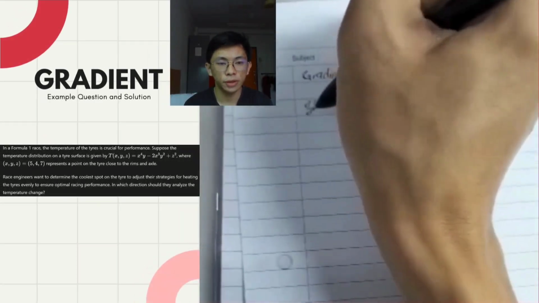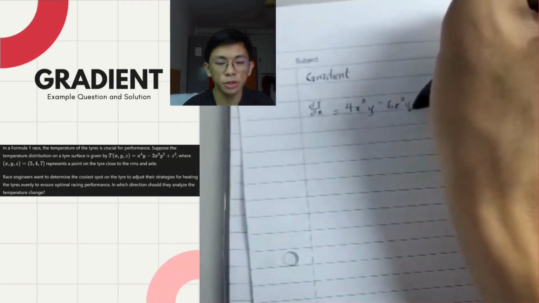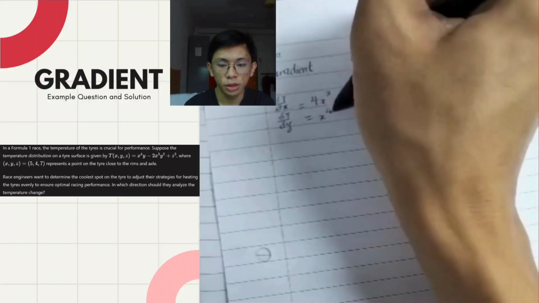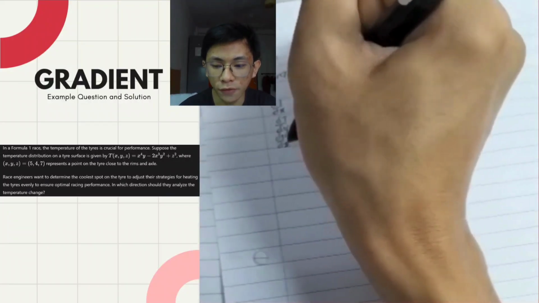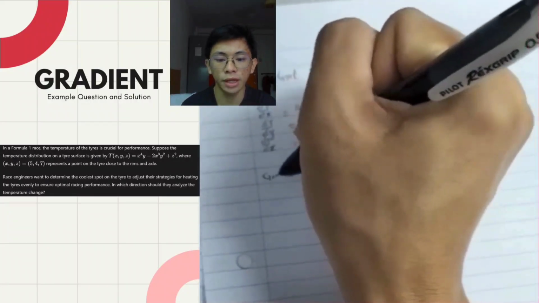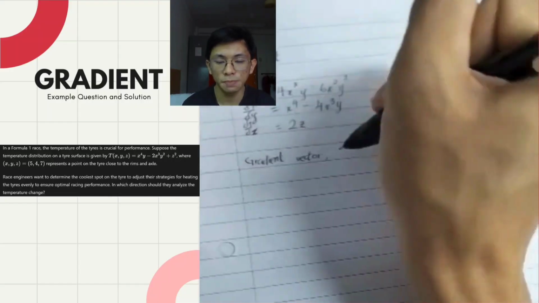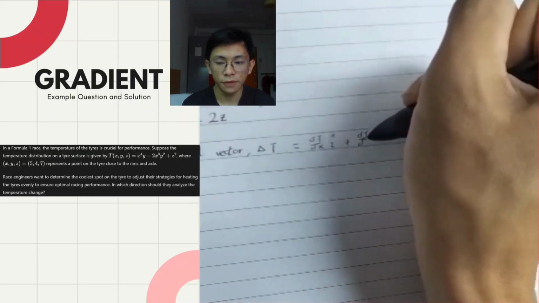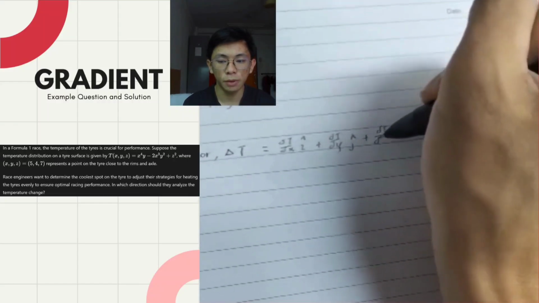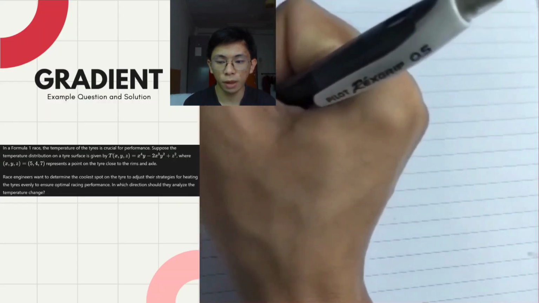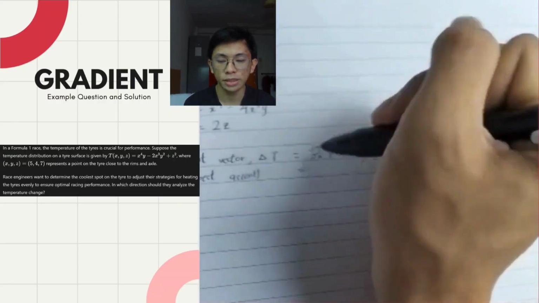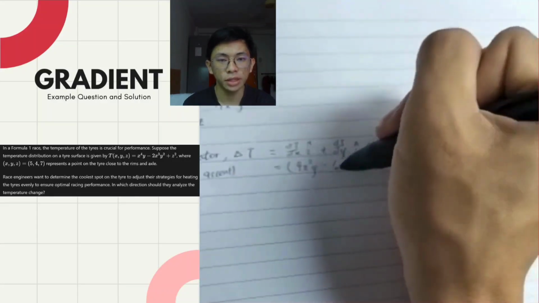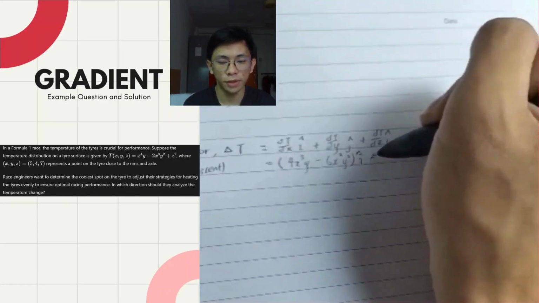Next, let's look together at the question on gradient. From the question, we know that the race engineer tries to determine the coolest spot of the tire to adjust their strategy for heating up the tires evenly to ensure optimal racing performance. The given temperature is T equals x to the power of 4 y minus 2x to the power of 3 y to the power of 2 plus z squared, where x, y, z equal 5, 4, and 7.